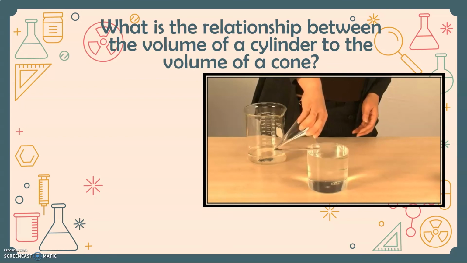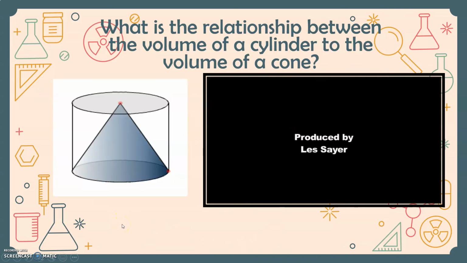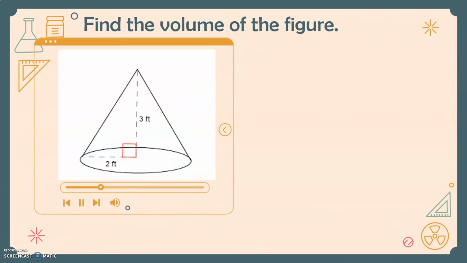The volume of the cone is 1/3 of the volume of the cylinder. So just like in the video we watched, the volume of a cone is 1/3 of the volume of a cylinder, or the volume of a cylinder is 3 times the volume of a cone. Therefore, for us to find the volume of a cone, we will use the formula pi r squared times height divided by 3. Now, let's try to solve some examples.